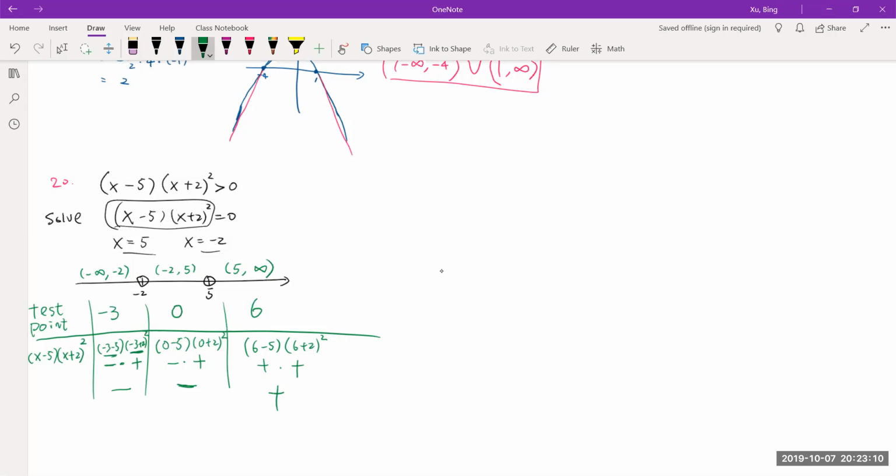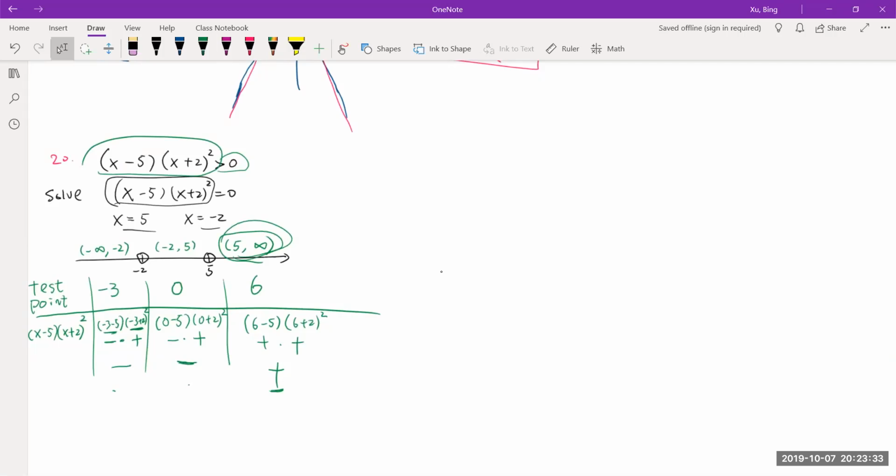Now go back to our problem. Our problem wants to know when this expression will be positive, right? The interval we found is this interval. This interval is making that expression positive. The other two are making it negative, right? So our solution should be from 5 to infinity. Plus, we're not including those two x-intercepts, right? So the solution is 5 to infinity. Any questions on this problem?